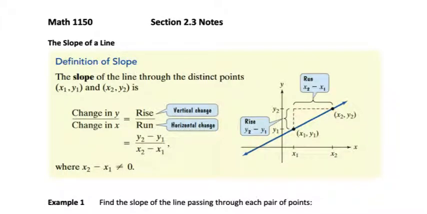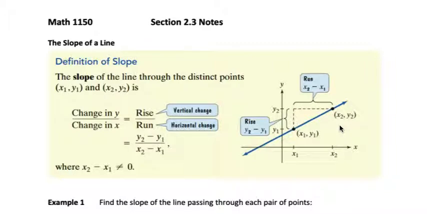In this video for section 2.3, we're going to start by defining slope. The slope of a line through the points (x1, y1) and (x2, y2), which are any two points on the line, is calculated using the formula y2 minus y1 over x2 minus x1.